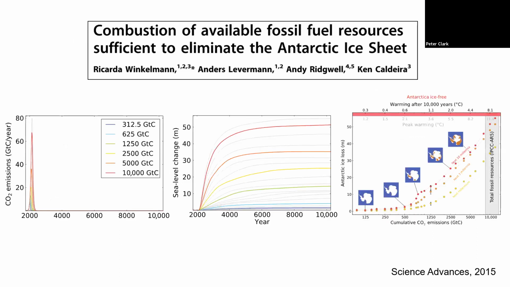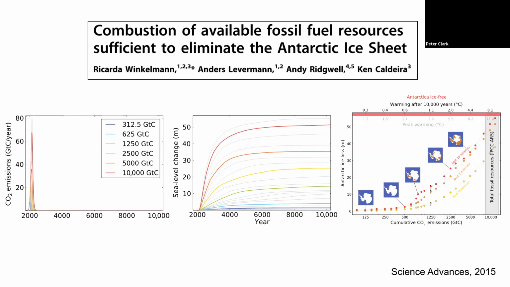This paper by Ricardo Winkelmann, Anders Levermann, Andy Ridgwell, and Ken Caldeira was published in 2015. On the left, it looked at these different emission scenarios, a range from roughly 300 gigatons of carbon up to an extreme end of about 10,000 gigatons of carbon, which is approaching using all available and not so easily available fossil fuels.